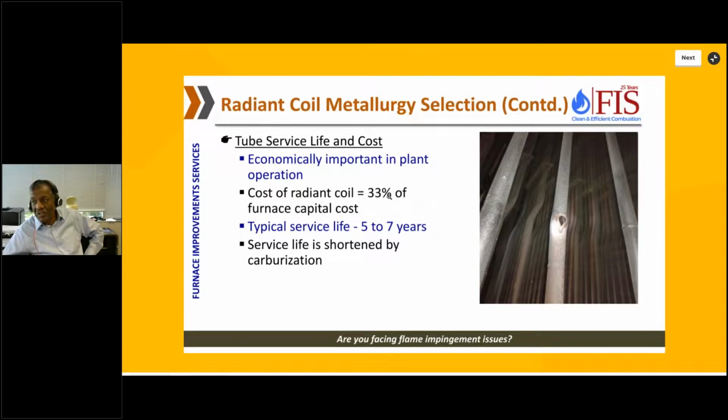Radiant coil generally in other heaters is only 10 to 15% of the furnace capital cost. Here it is 33%. And it only lasts 5 to 7 years. Generally we talk about 100,000 hours, which is about 12 years for most of the other furnaces, but here we're talking of only 5 to 7 years. And the reason is carburization, the tubes can give way and we have to change the tubes.